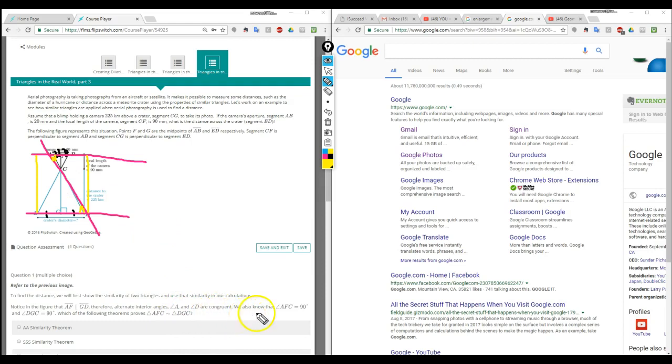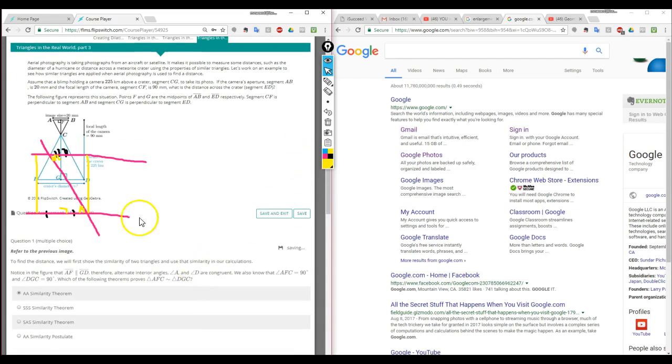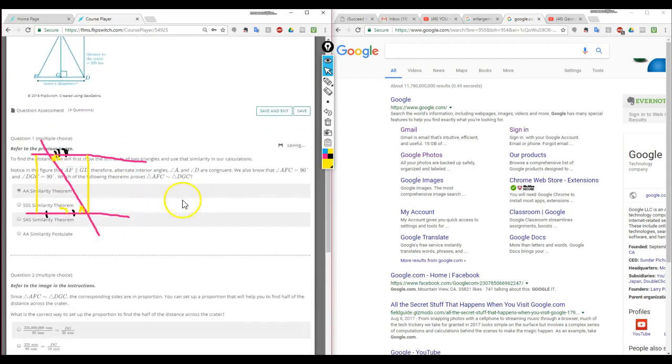We also know that the angle AFC is equal to 90 degrees, and DGC is 90 degrees. Which of the following theorems proves that triangle AFC is similar to triangle DGC? So we had a 90 here and a 90 here. So we have two angles. Angle, angle. Similarity theorem. Refer to the image in the instructions.